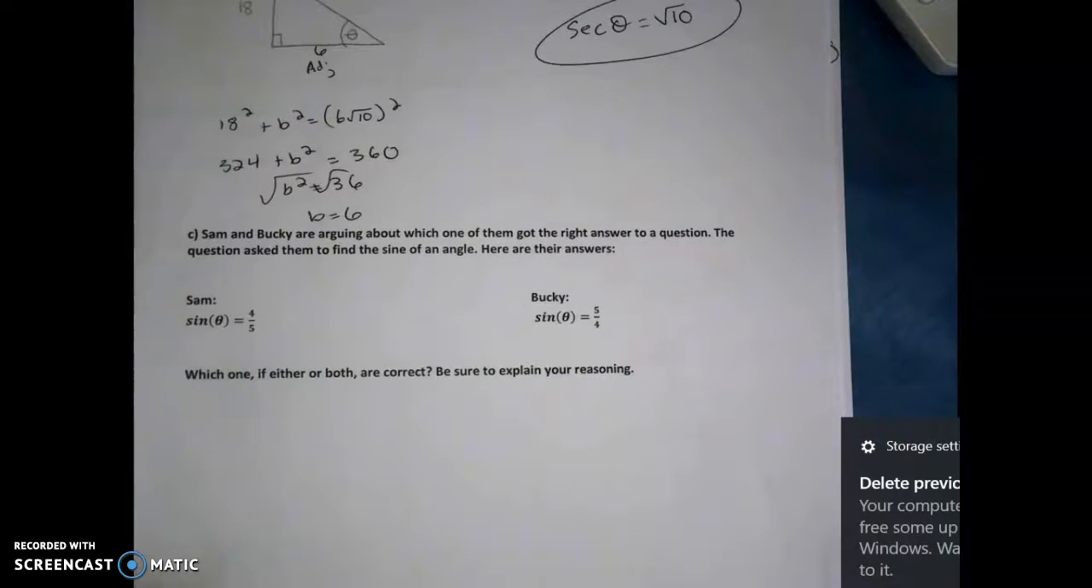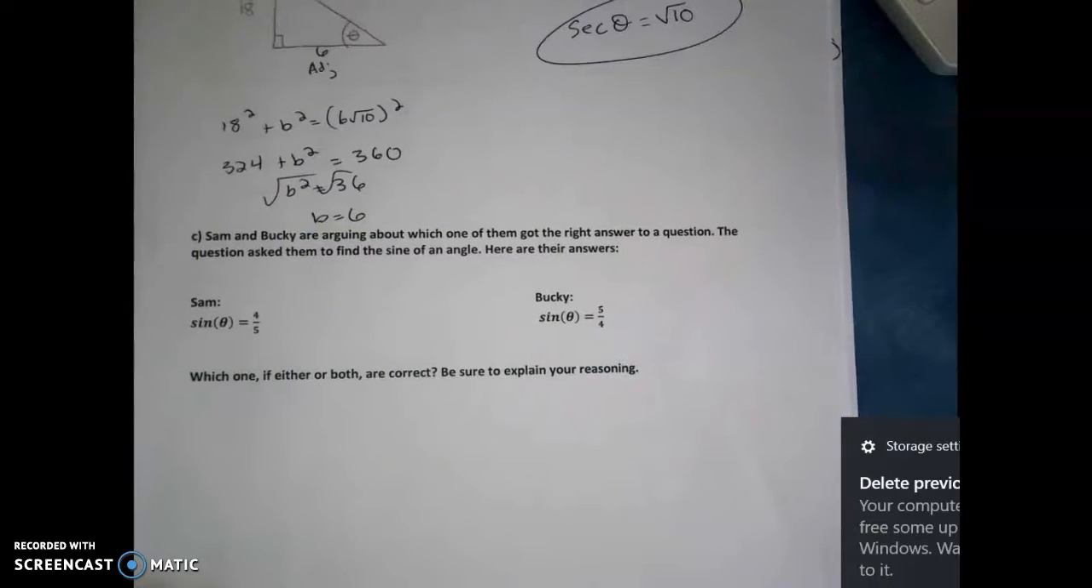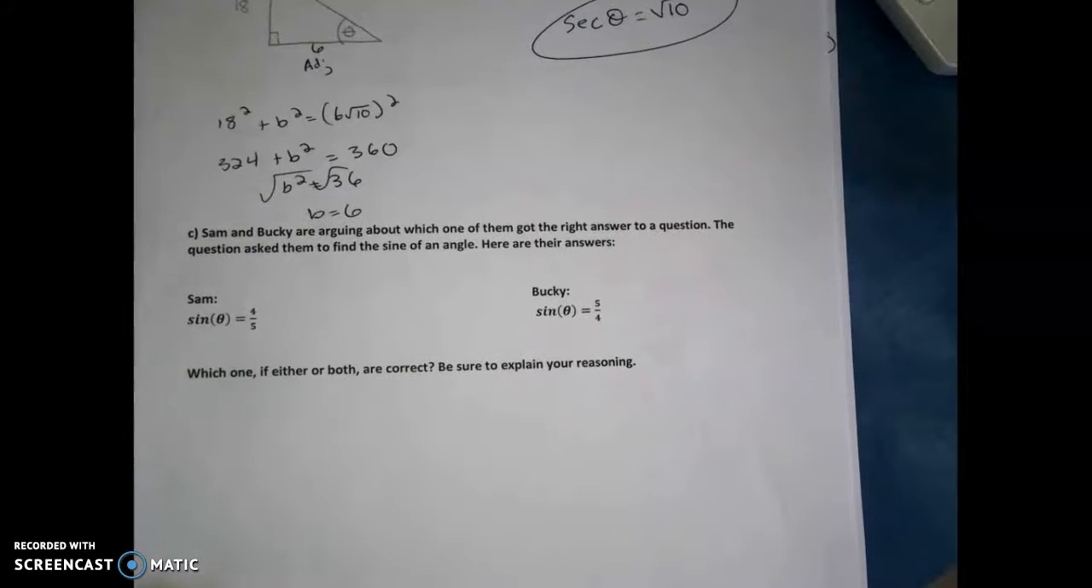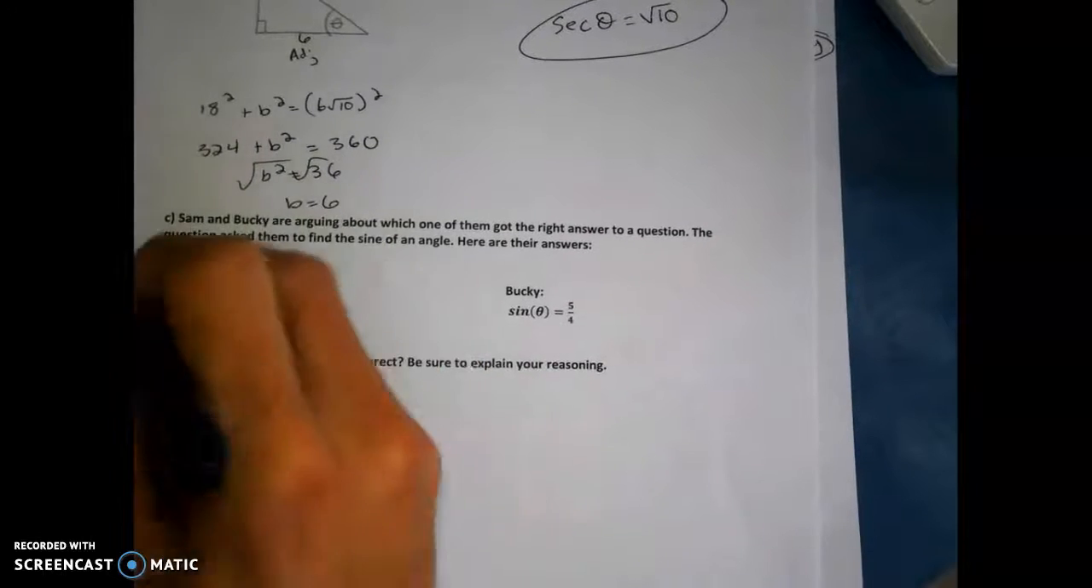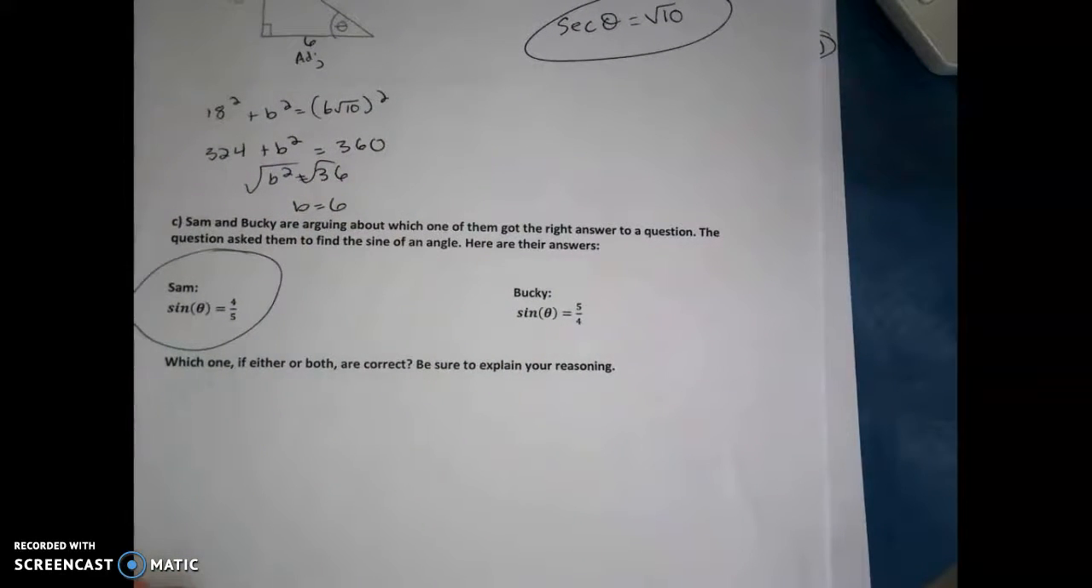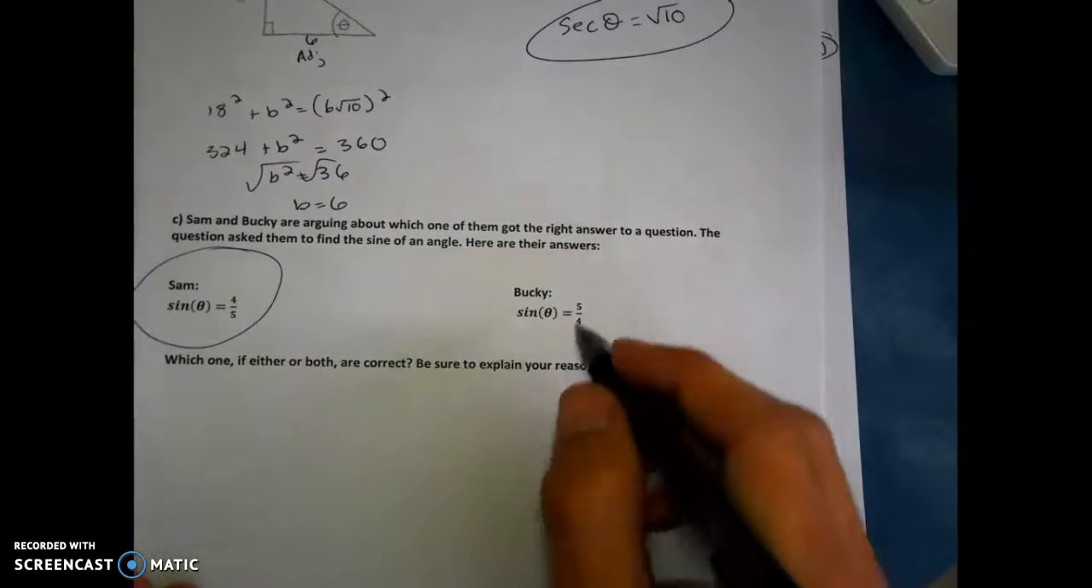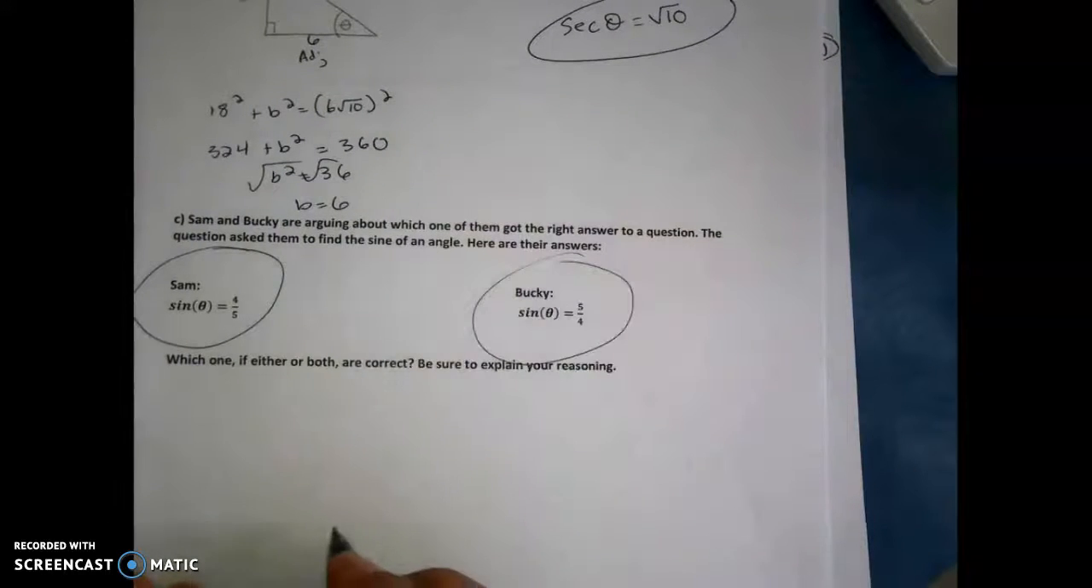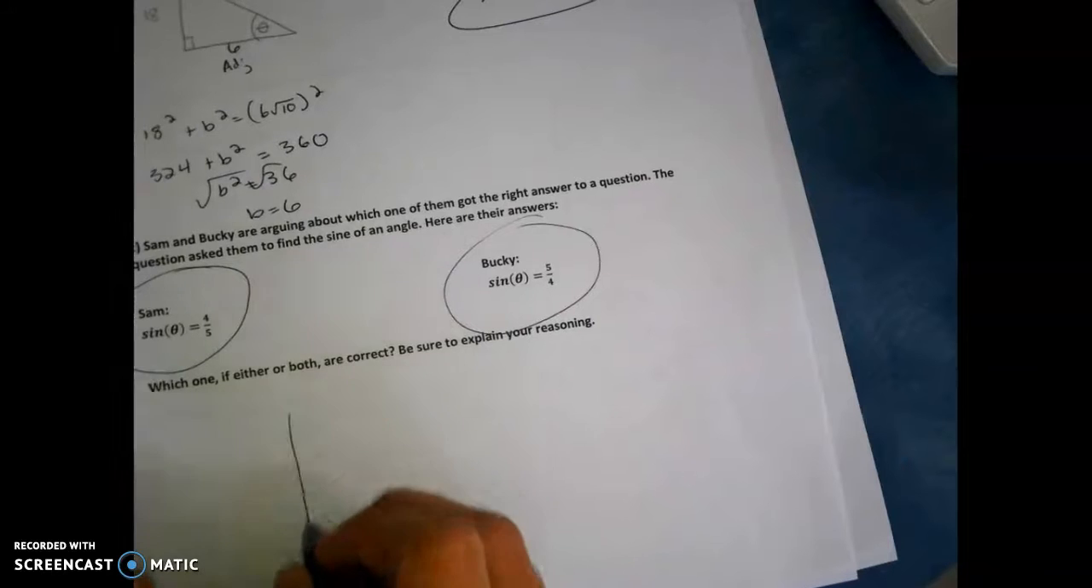All right. So Sam and Bucky are arguing about which one of them got the right answer to a question. The question asked them to find the sine of an angle. Here are their answers. Okay. Well, here, Sam is the one that is right. Okay. Bucky cannot be right because let's look at this ratio.